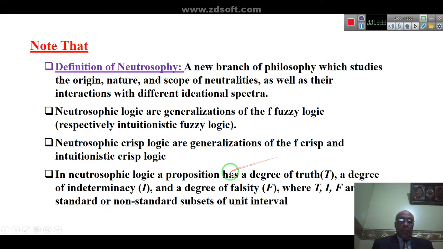Neutrosophic crisp logic. In neutrosophic logic, propositions have three degrees: the first degree of truth, capital T; the second degree of indeterminacy, capital I; and the degree of falsehood, F, where T, I, and F are standard or non-standard subsets of the unit interval.